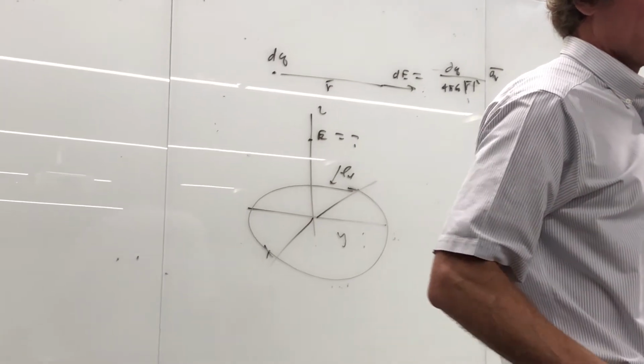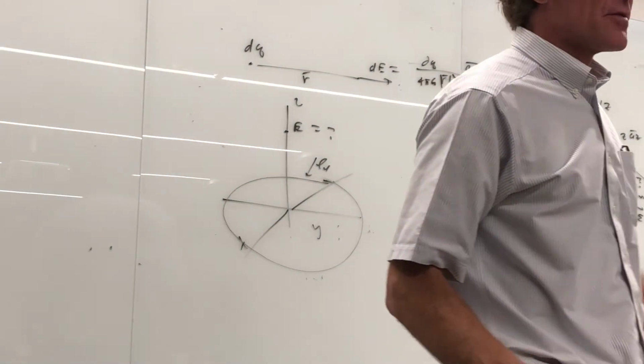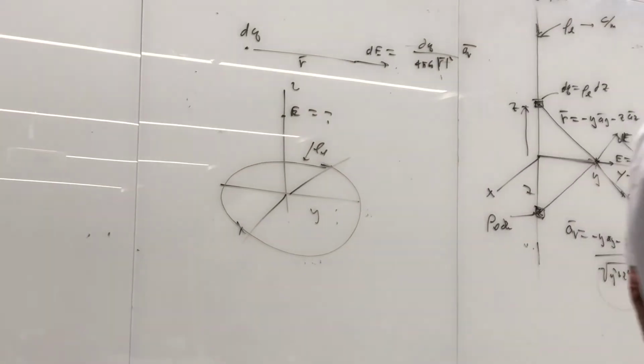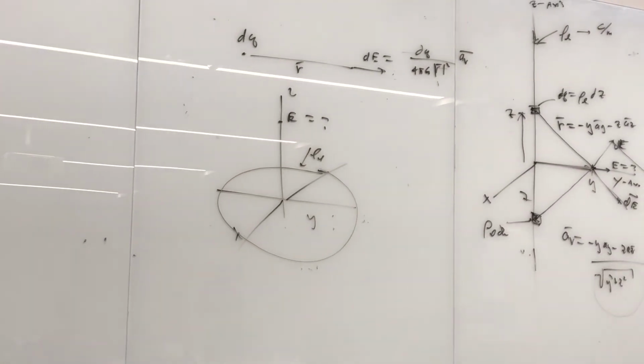Then we'll talk about spherical. Now, you've had cylindrical before. I'm not sure if you called it cylindrical. You might have called it polar, something like that.